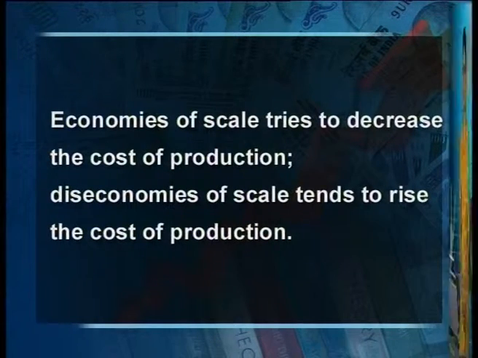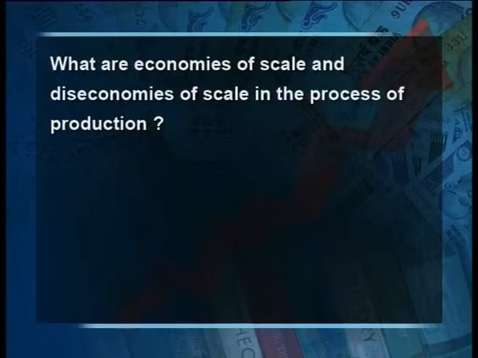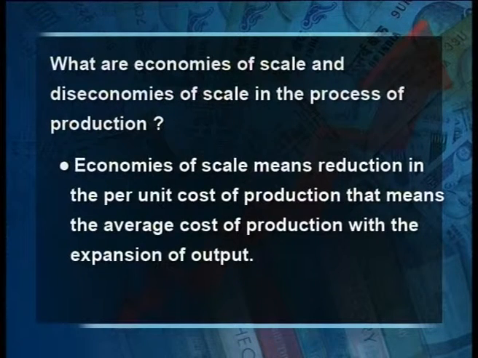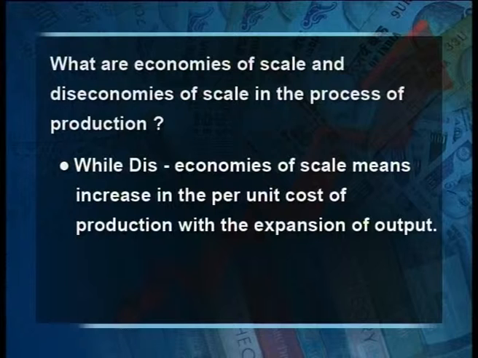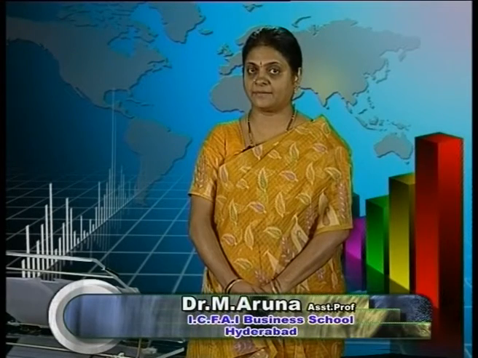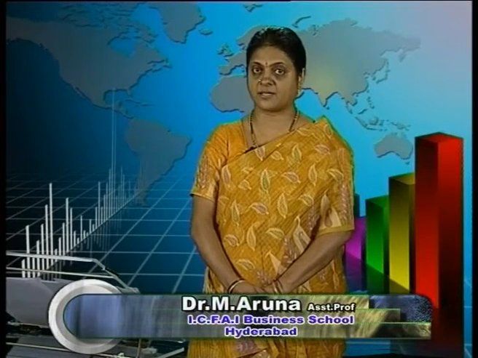the cost of production. Let us now understand what economies of scale and diseconomies of scale mean in the process of production. Economies of scale means reduction in the per unit cost of production, that means average cost of production, with the expansion of output. While diseconomies of scale is an increase in the per unit cost of production with the expansion of output. Another important thing we need to understand is that economies of scale exist only up to the optimum plant size.